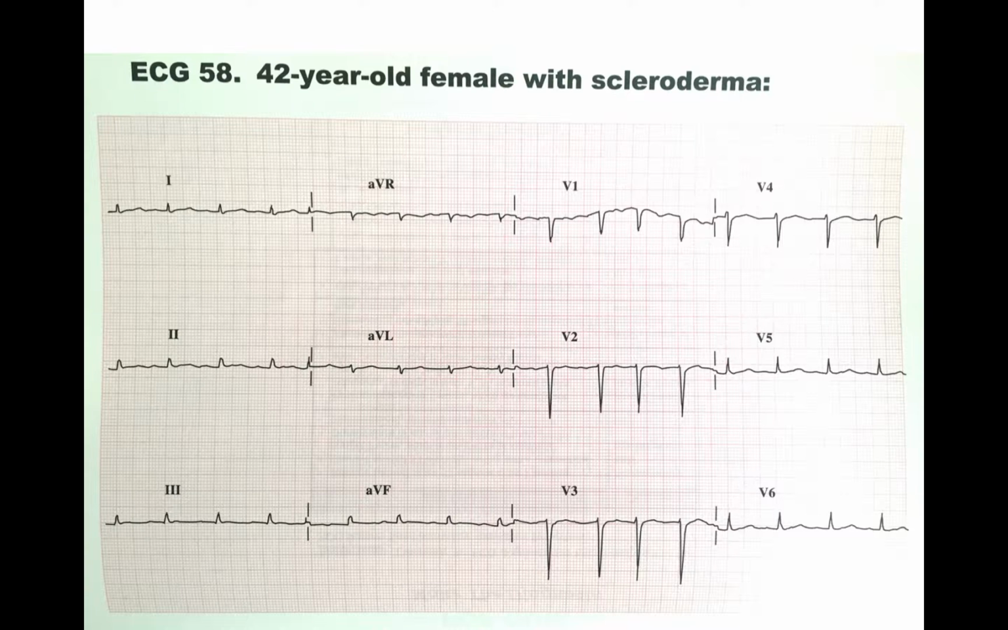And then taking a look at the axis using our lead 1 and aVF rule. So in lead 1, we have a positive deflection. In aVF, we have a positive deflection. So a left axis deviation. Then taking a look at everything else.